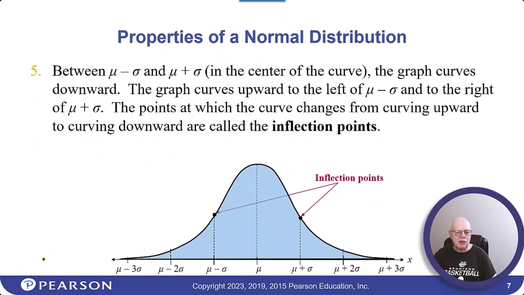A couple of other things to remember. Remember, this is a normal curve in general. There's the mean right in the middle. Now you've got some other interesting things. We've talked about standard deviations, and going from that center point right here, if you go to the right or to the left exactly 1 standard deviation, there are 2 special points. These are called inflection points.